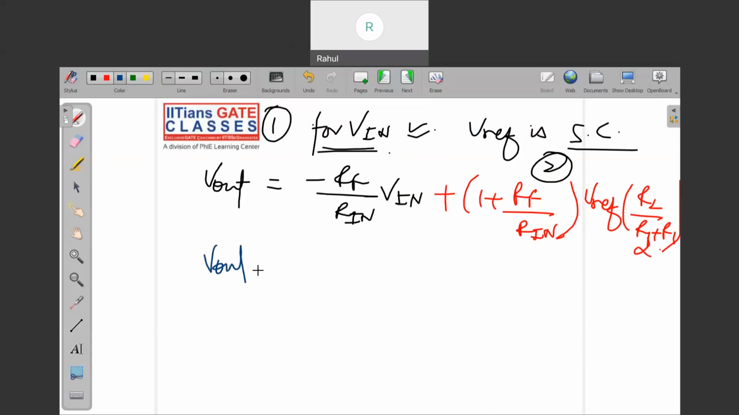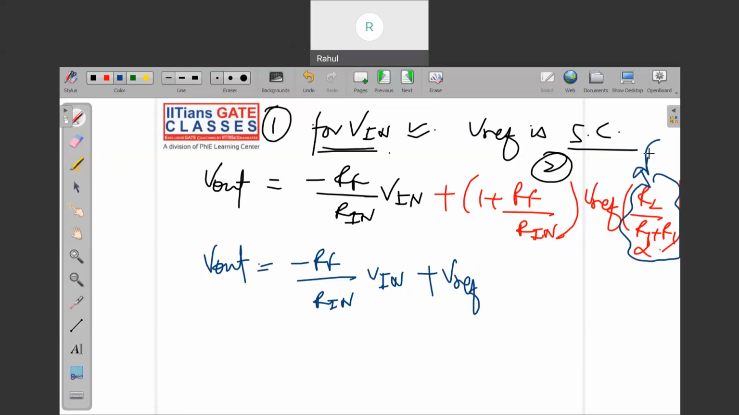Vout equal to minus Rf upon Rin Vin, right, plus Vref. You can consider this is just beta, you can say. So Rf beta plus Rf upon Rin, Rf upon Rin Vref times beta.